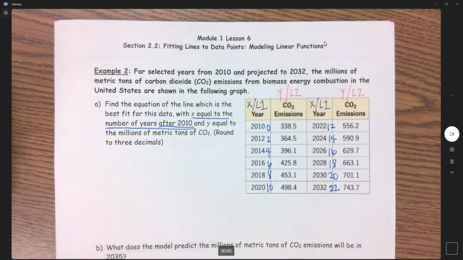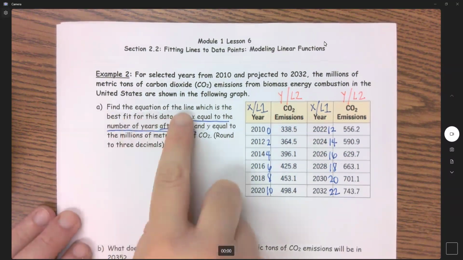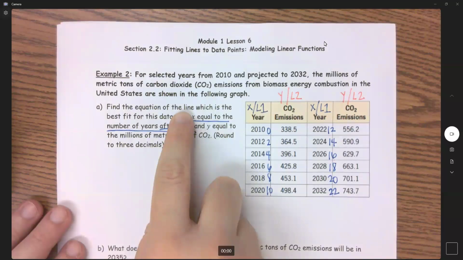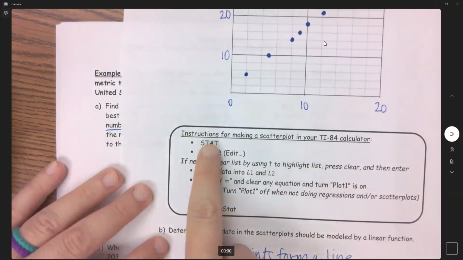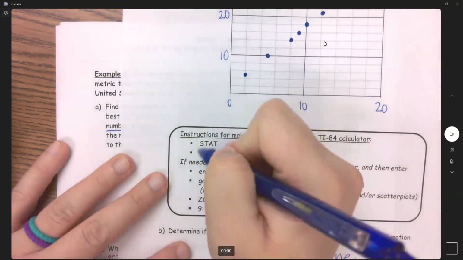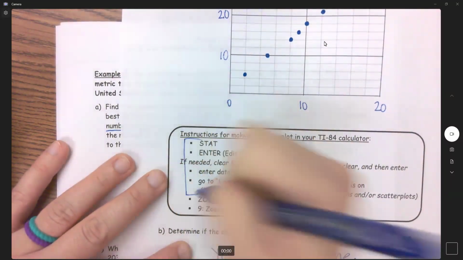So let's store this into our calculator, and notice I just need the equation of the line that's the best fit. I don't really need a scatter plot here, so I'm not going to graph a scatter plot, but I still need to do this portion right here.